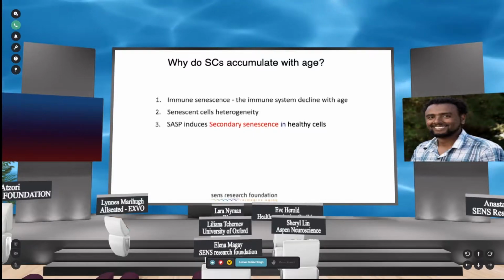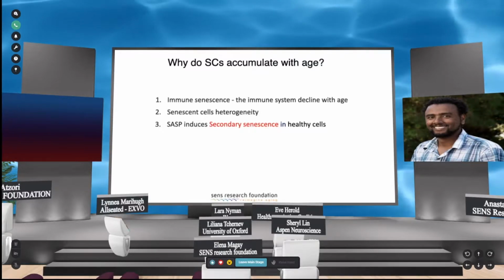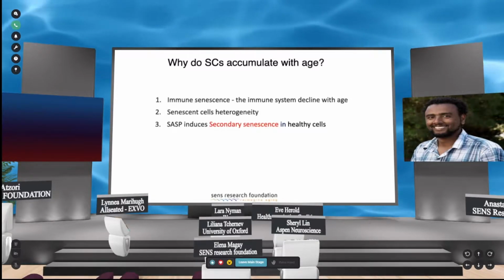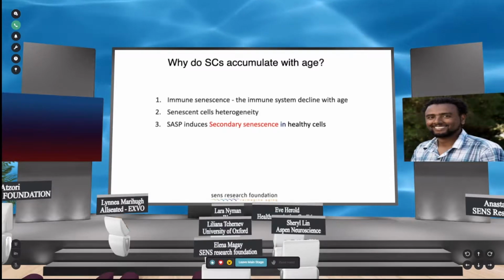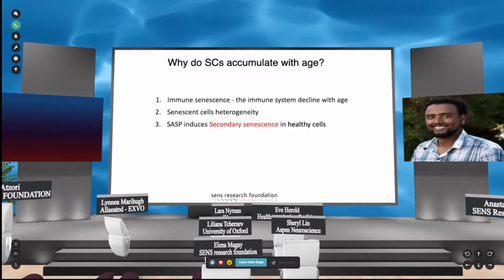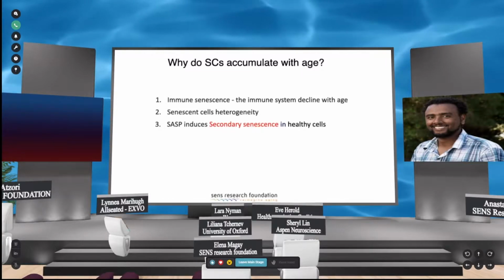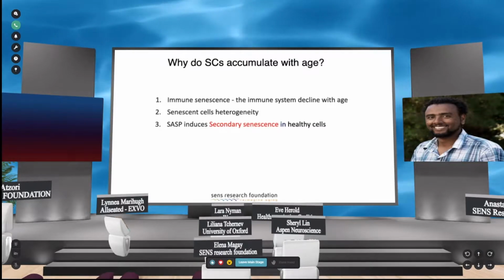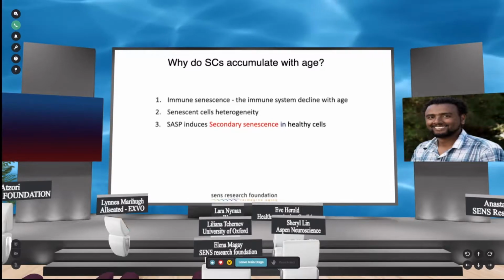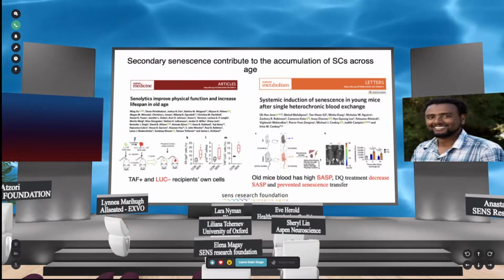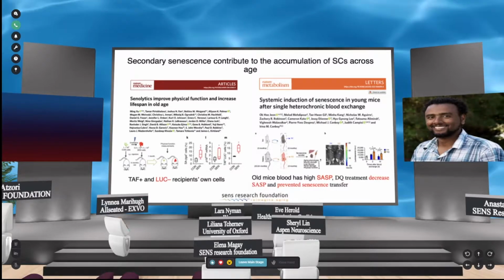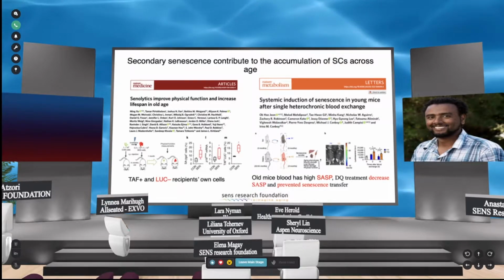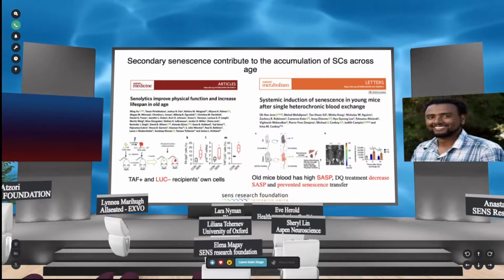Third, and most important for this presentation, is that senescent cells secrete a group of proteins called SASP factors, and these SASP factors can propagate senescence in a paracrine or juxtacrine manner. We collectively call this type of cells secondary senescent cells, and my talk will mainly focus on these secondary senescent cells. To date there is already a good amount of evidence that shows that secondary senescent cells have a very important contribution to senescent cell accumulation across age.